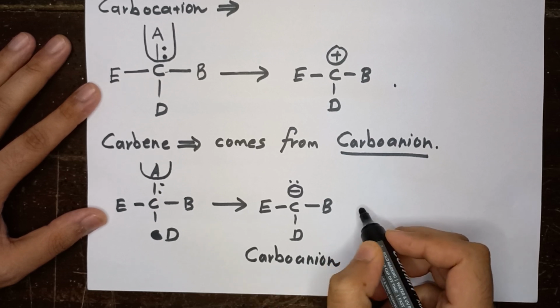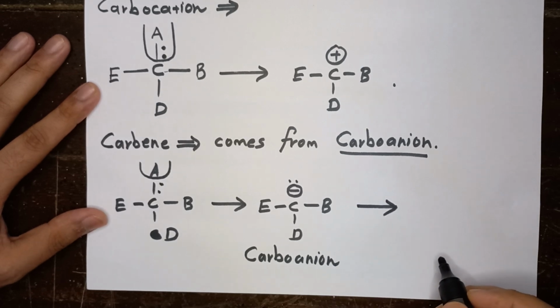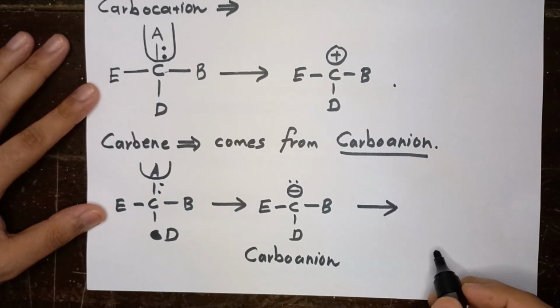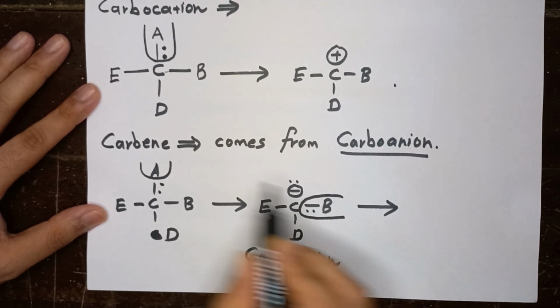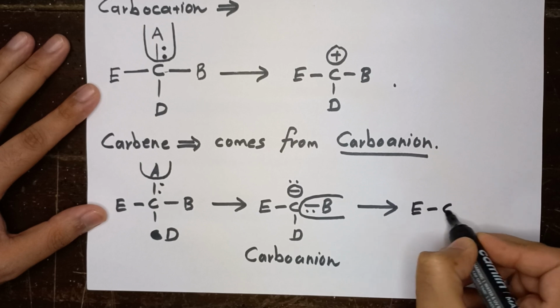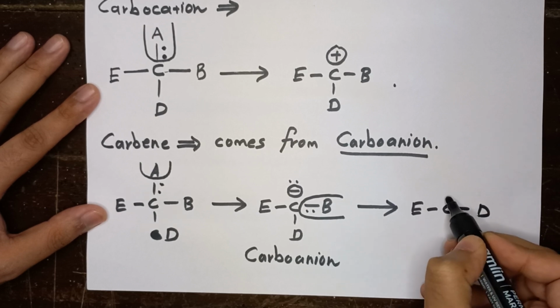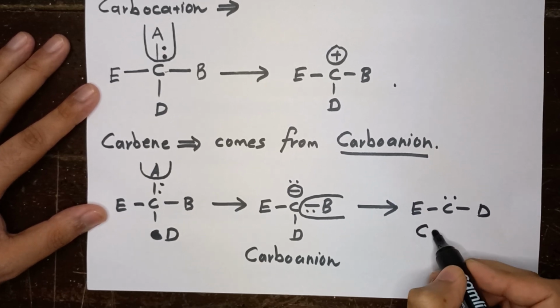Now carbene is generated from carbanion. To generate carbene, another atom is going to go by taking both of the electrons, just like in the case of carbocation, and you will generate carbene. So this is what we call the carbene.